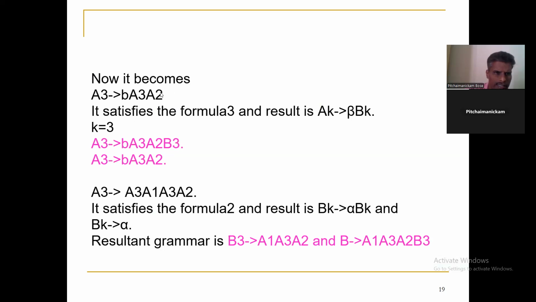That is, it starts with a terminal. So again, we just add beta BK. BK, K value is equal to 3 here, so B3 we can add at the end. So this is one more thing. Suppose, considering this production, the K value is the same on both sides. So we just use the formula 2, BK tends to alpha BK and BK tends to alpha.